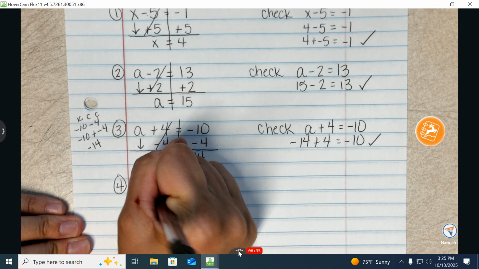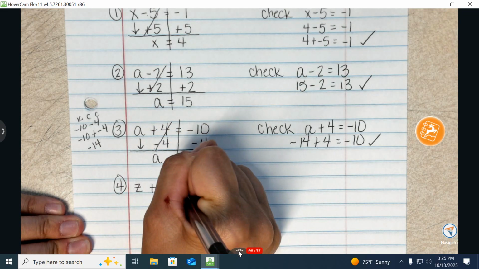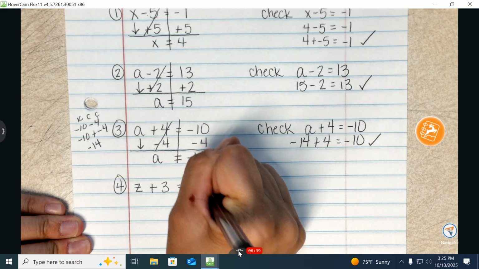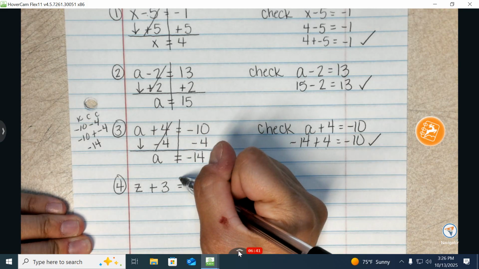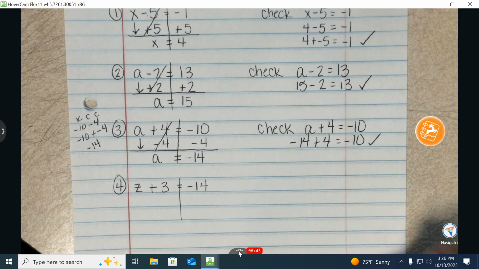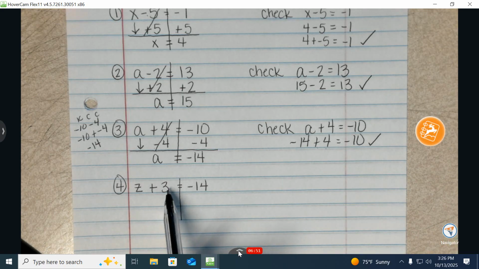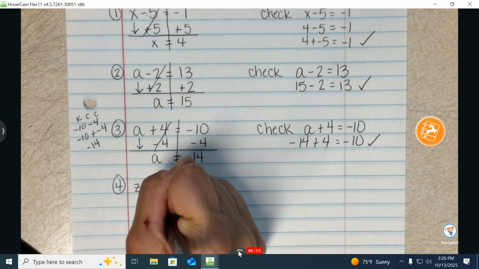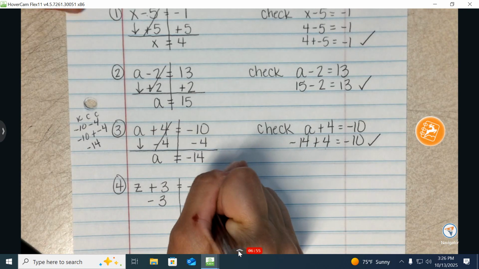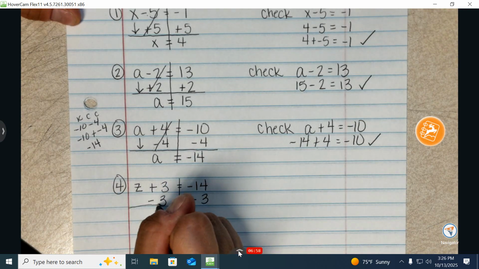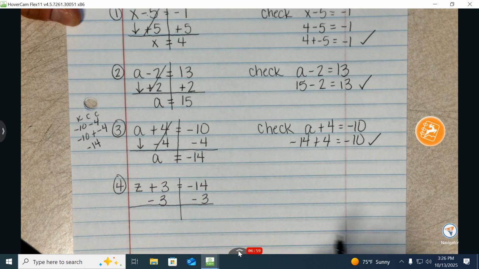Z plus 3 equals negative 14. Draw your line to keep everything straight. Go ahead and pause the video and complete the problem. Okay, inverse operation of plus 3 is to subtract 3. Remember, you need to do this on both sides. We're going to draw our line so we can show our math.